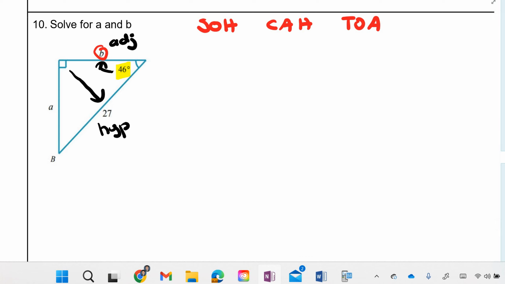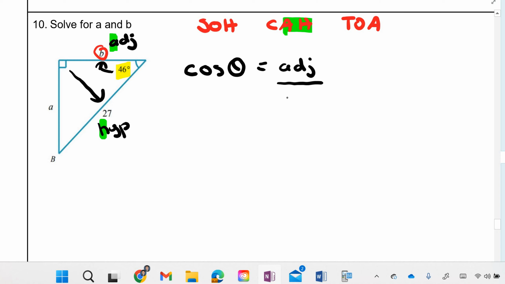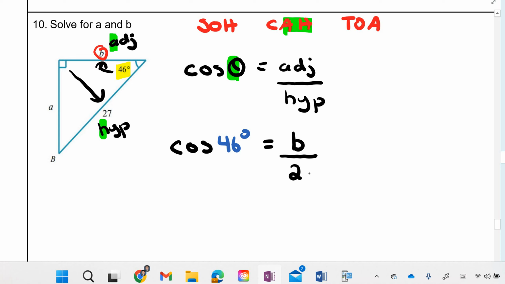Since I have my adjacent and my hypotenuse, I'm using the cos function again, right? So adjacent and the hypotenuse. Just like the previous question, I write cos theta equals the adjacent over the hypotenuse. And the angle here is always the angle, so the angle here is 46 degrees, and that's going to equal my adjacent. Now my adjacent is going to be letter B this time, and my hypotenuse is going to be 27.